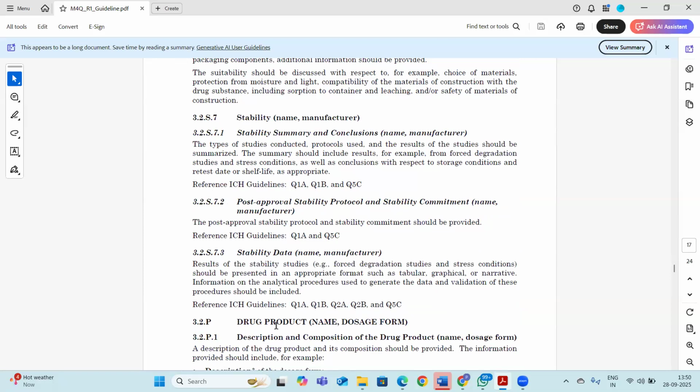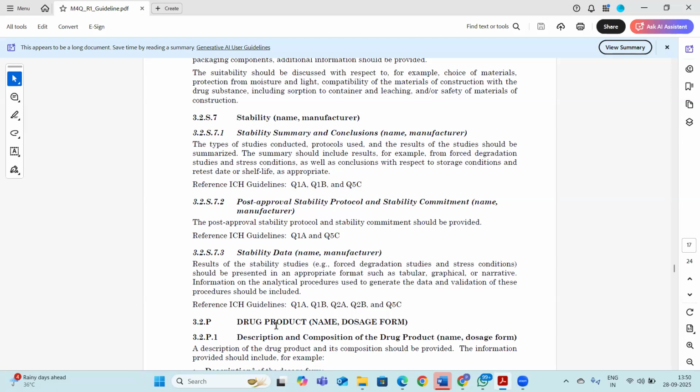For example, if we are doing forced degradation stability studies, then we need to provide and submit the summary and conclusion of the forced degradation studies. And if stress conditions are used, we need to also mention that here in 3.2.S.7.1, as well as conclusions with respect to storage conditions and retest date or shelf life as appropriate. You can read more about retest dates or shelf lives in Q1A, Q1B, and Q5C.